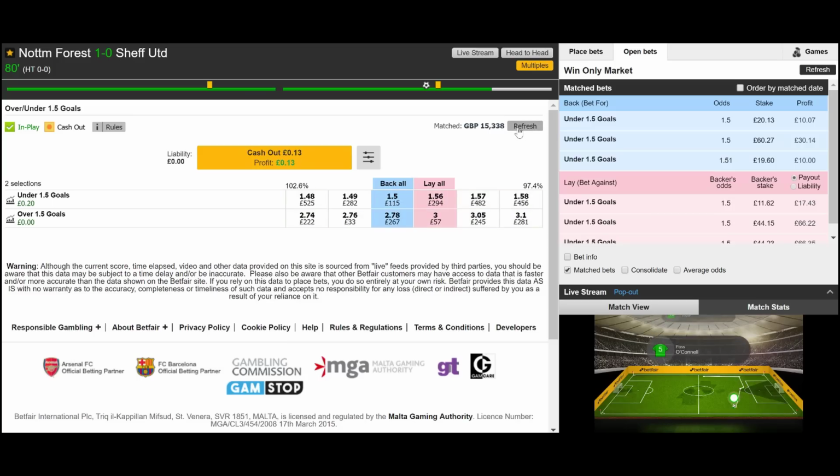We're going to get out for no loss at all. If another goal goes in, then so be it. It doesn't fit with my plan. So in the end, scratch trade on this one.